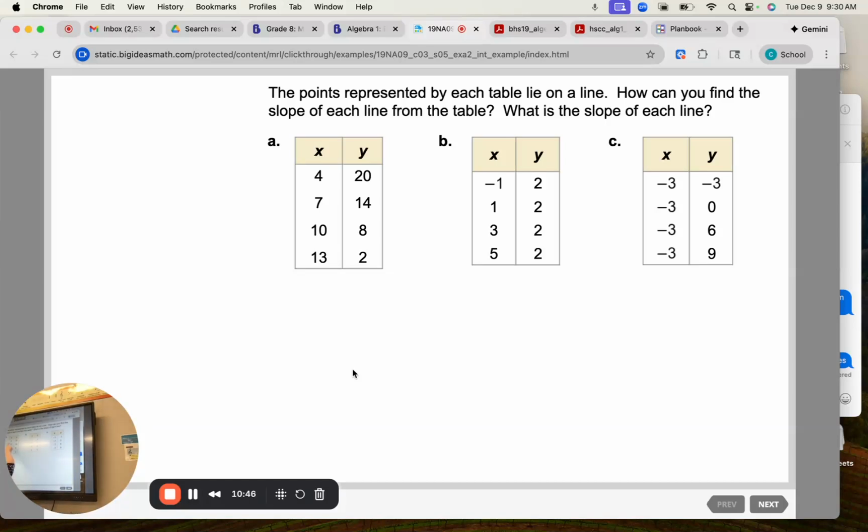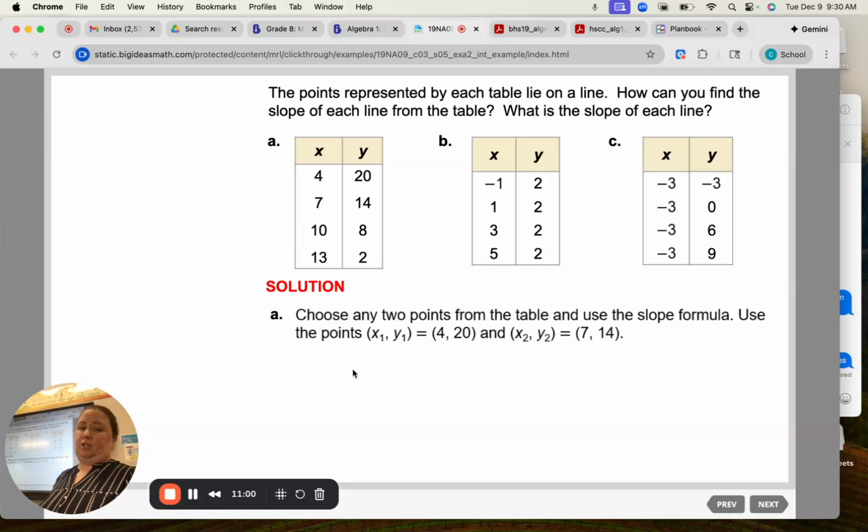Plot it. Each of these are a coordinate, correct? So we could pick any 2 rows and use it to plot. Use it to do our y2 minus y1. Let's see which ones they chose. All right, so for A, they are choosing 4, 20 and 7, 14. So let's put this in your journal. Okay, so the x1, y1 is 4, 20, and the x2, y2 is 7, 14.